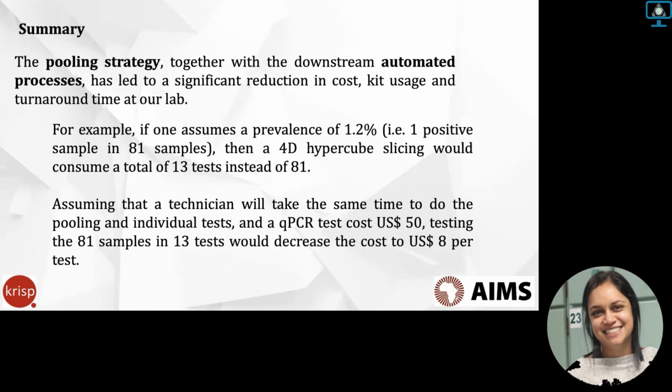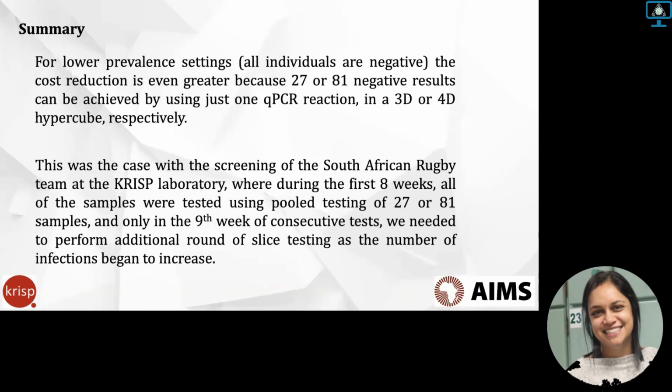Assuming that a technician will take the same time to do the pooling and individual tests, and a qPCR test costs about $50, testing the 81 samples in 13 tests would decrease the cost to about $8 per test. For lower prevalence settings, where all individuals are negatives, the cost reduction is even greater because 27 or 81 negative results can be achieved by using just one qPCR reaction.